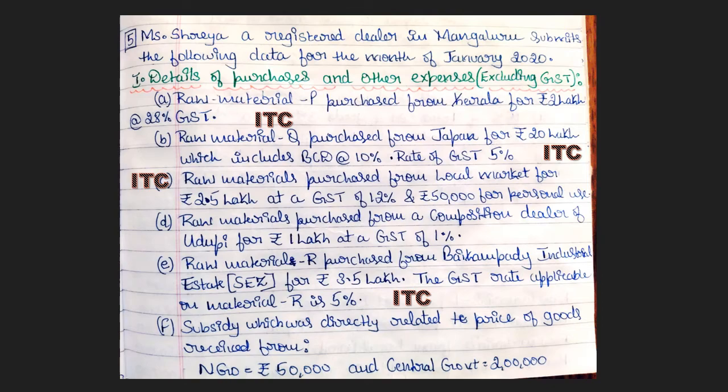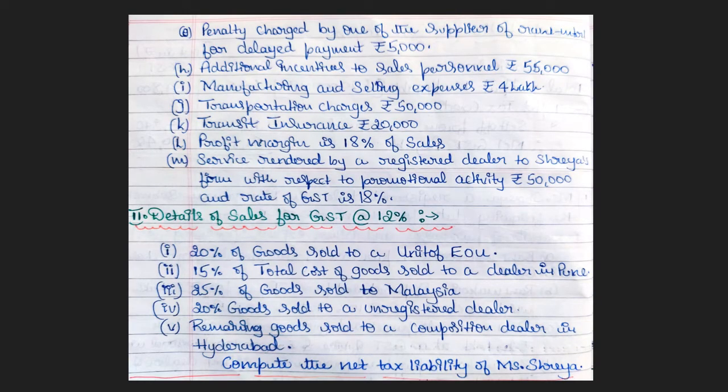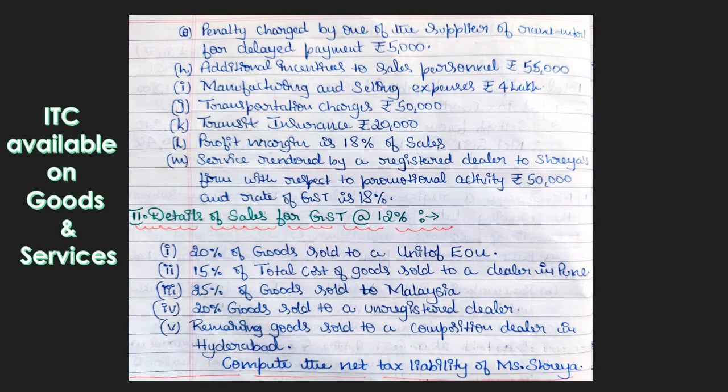And then there was one more transaction, with respect to service. She is also taking some service from a registered dealer. So on that also she will get input tax credit. If you see these transactions that we have discussed, there are four raw materials that she has purchased. On that she will get input tax credit, and one service she has received from a registered dealer. On that also she will get input tax credit. So let us move towards the computation of the total input tax credit available.